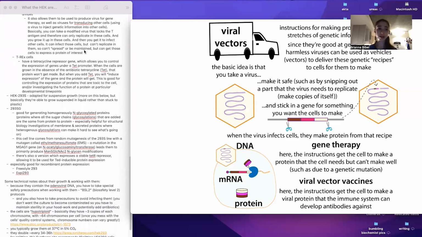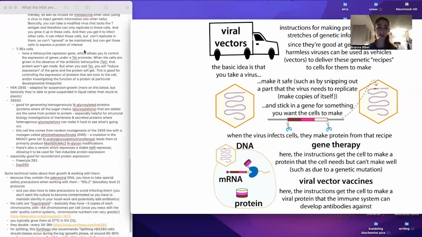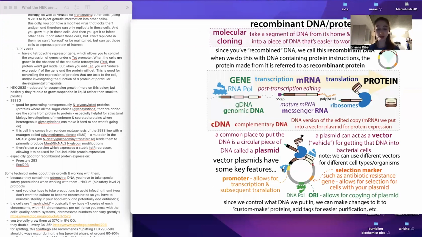But then there's these Treg cells. So basically, these have a tetracycline repressor gene. We've talked about bacterial inducible expression before. Basically, you want to make a protein on demand. Bacteria typically do this. You can induce expression using IPTG, and so you have a repressor, and then you add IPTG, the repressor falls off, and you're able to make your protein.